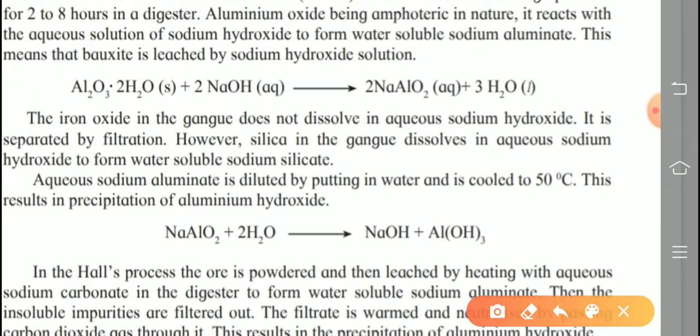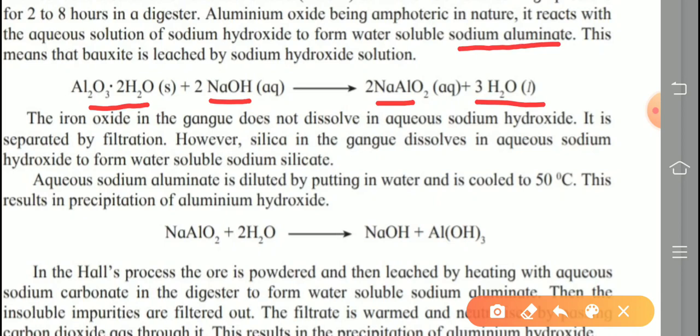Aluminium oxide, Al2O3.2H2O, this is bauxite, reacts with sodium hydroxide to form two times NaAlO2, sodium aluminate in aqueous state, plus 3 water molecules.